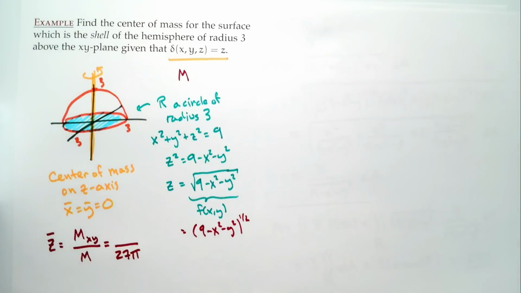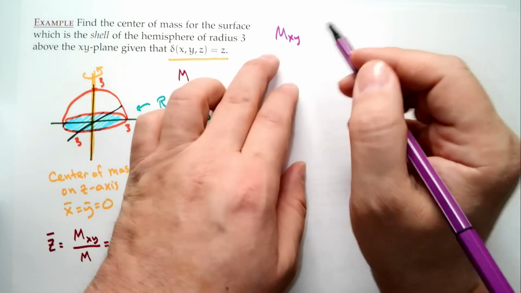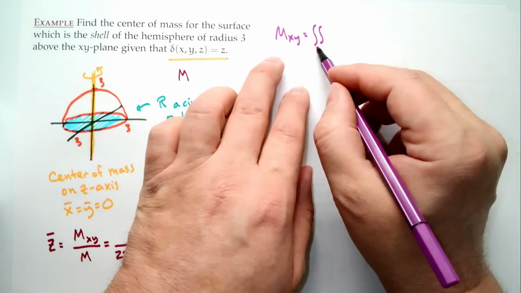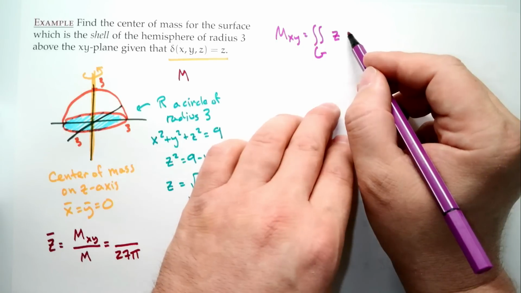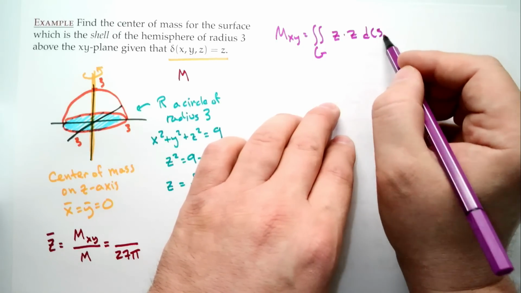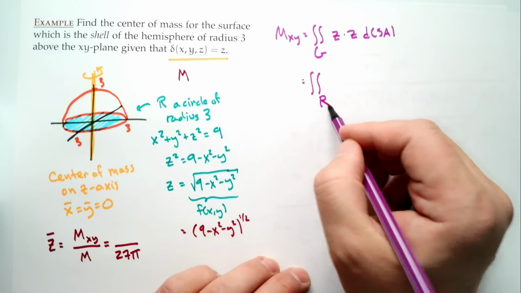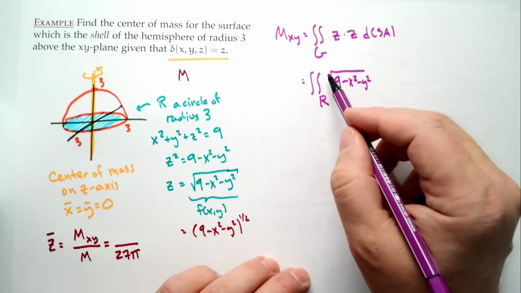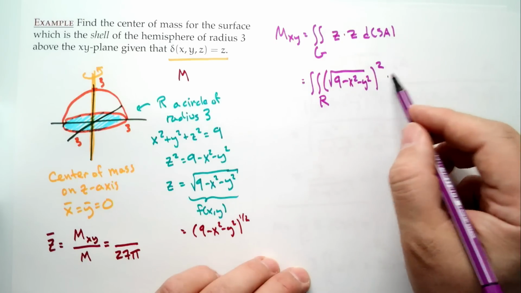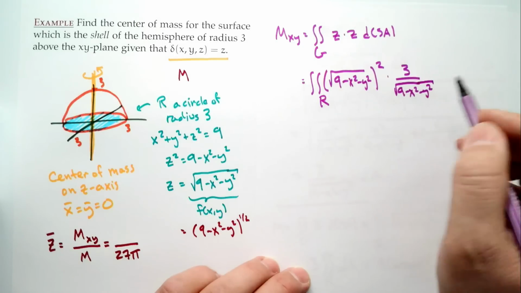Okay. So, time for the moment. Now, the good news is that the moment is really similar. It's the integral over our surface, a distance to the xy plane, which is z, times our density, which is z, times our bit of surface area. So we know what z is, so this will become integral over our region of square root 9 minus x squared minus y squared, that's z. I have two of them, so I'll just square that. The dsa is still the same, 3 square root of 9 minus x squared minus y squared, and dA.